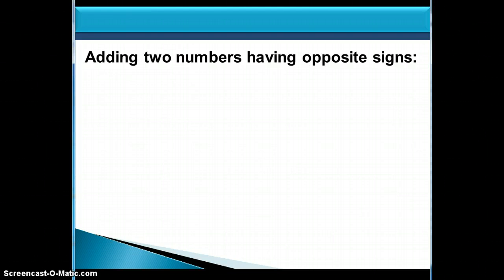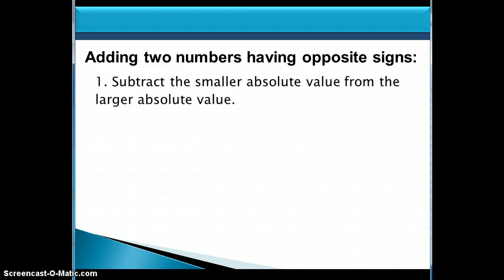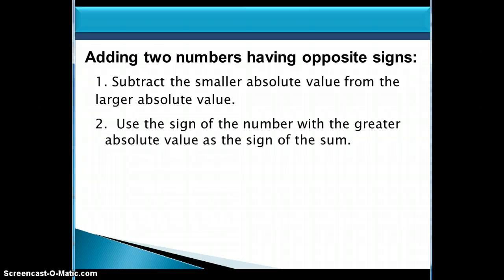Now let's look at the rule for adding two numbers having opposite signs. So instead of adding their absolute values, when they have opposite signs, we need to subtract the smaller absolute value from the larger absolute value. So basically we're finding the difference between the two absolute values. Then we use the sign of the number with the greater absolute value as the sign of our sum.